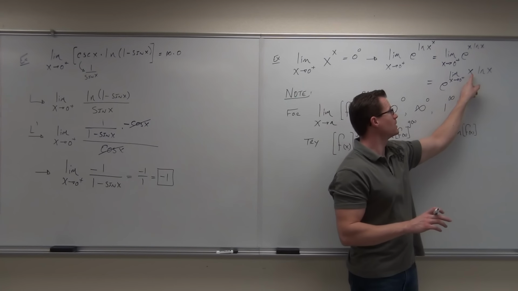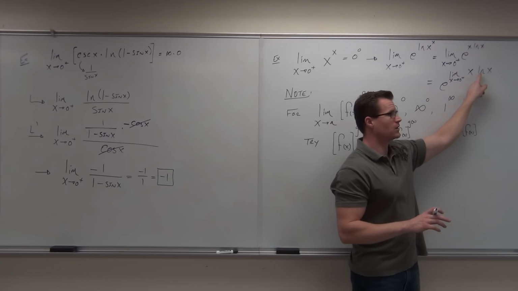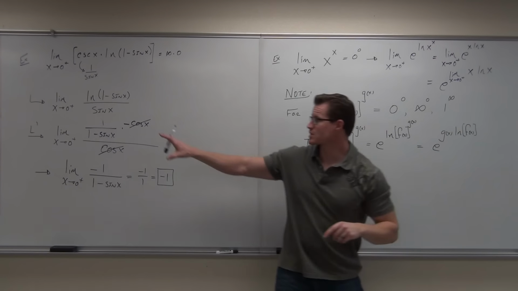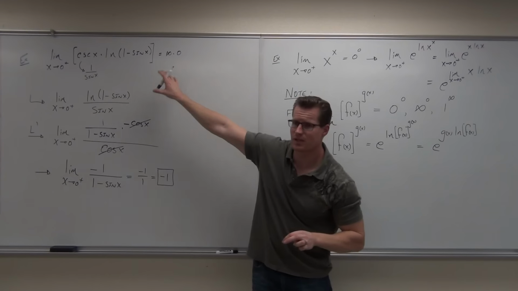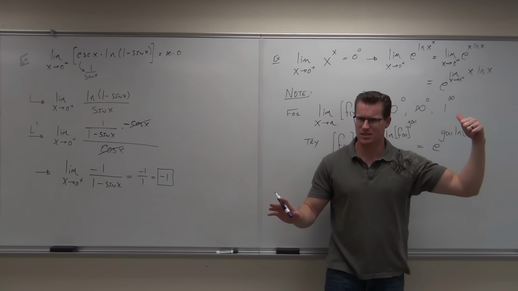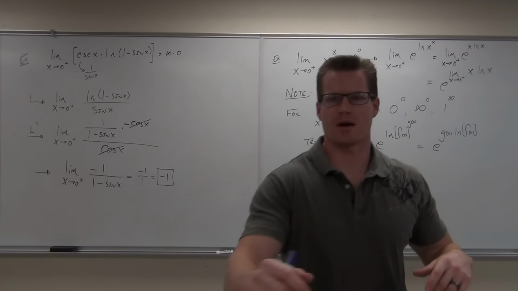This, by the way, is 0 times infinity, negative infinity. So we rewrite it using some of the stuff that we just did, as 0 times infinity, and then put that as a power of e. And that's all we've got to do. Does that make sense to you? Yeah. I'll show you more on that next time.